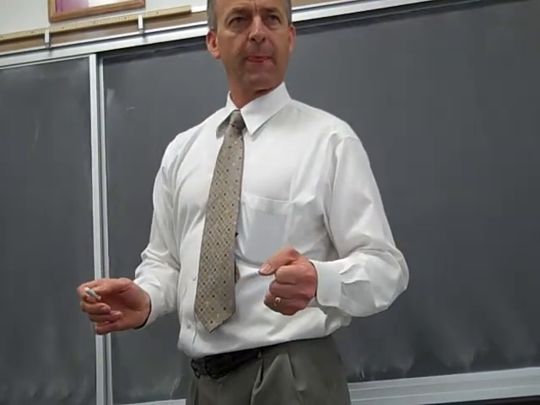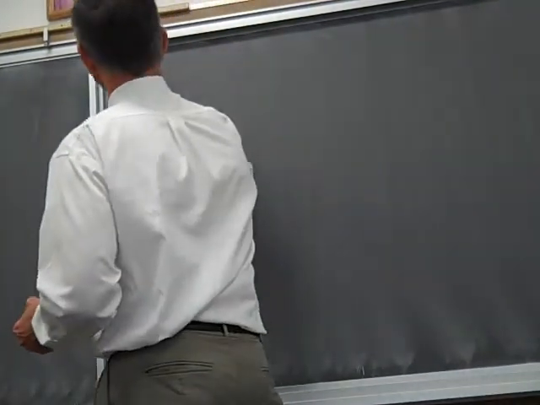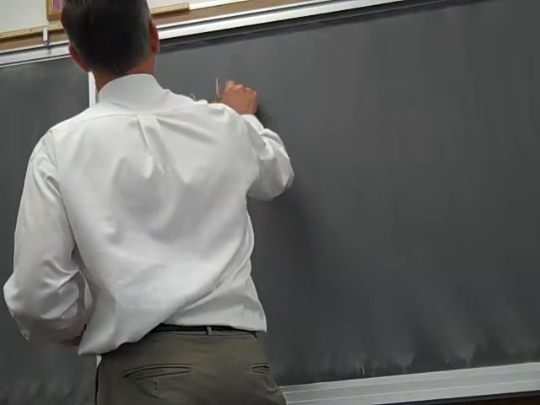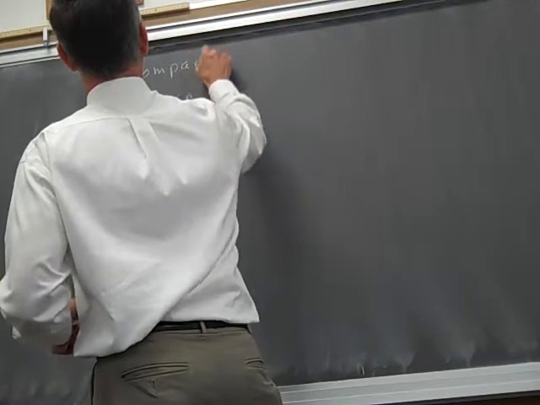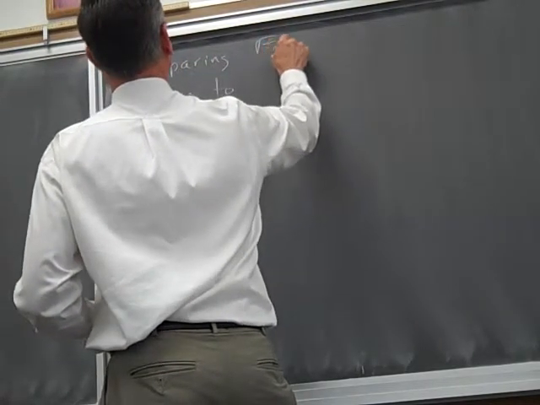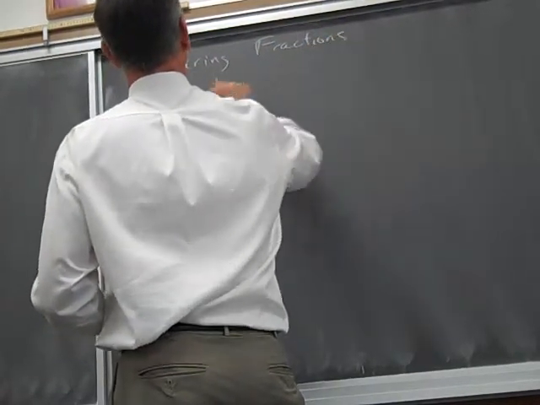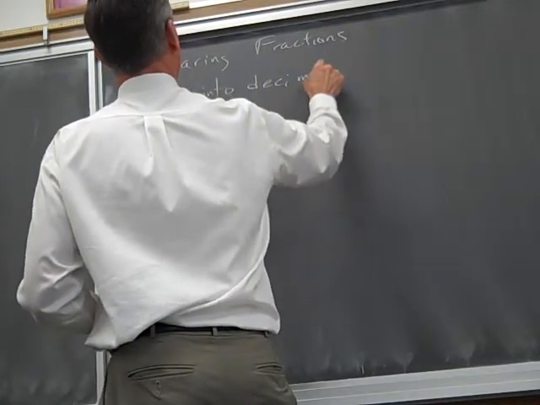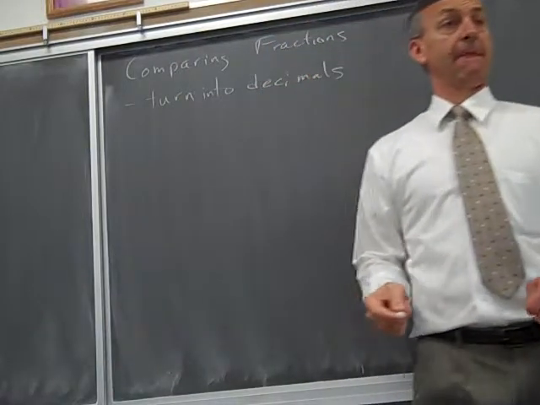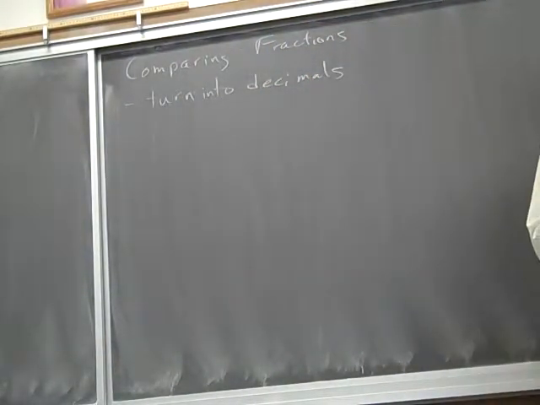You could turn them both into decimals by dividing the denominator into the numerator. Okay, we'll call it comparing fractions: turn into decimals. How does that help? Because you can see what's greater in the tenths place and the hundredths place. Then you can compare it by place value, a little bit easier than comparing the fractions themselves, okay?